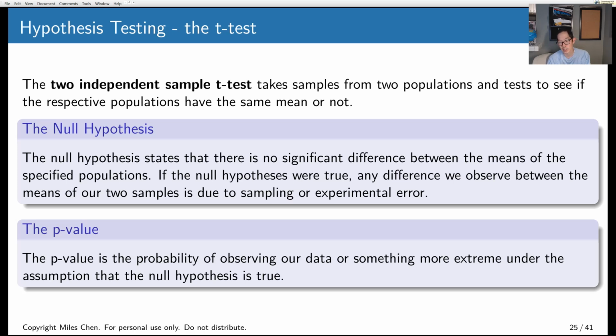So basically, when you observe a difference, it's just because of random sampling, like we can explain away any differences we see with just random sampling. That's what the null hypothesis is stating, okay?